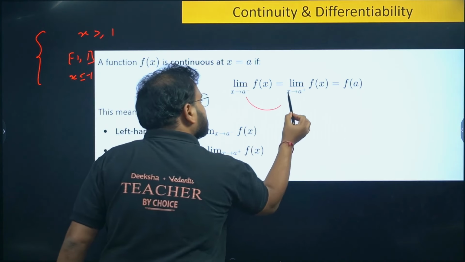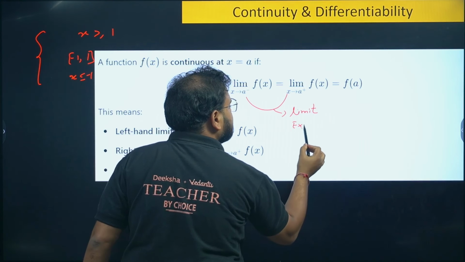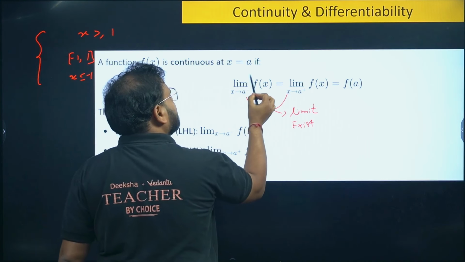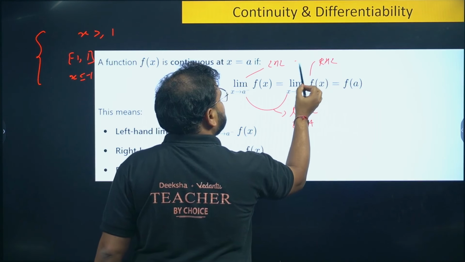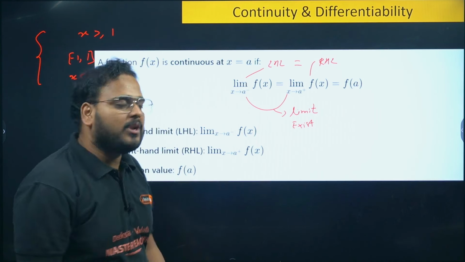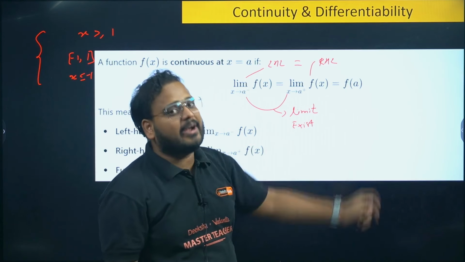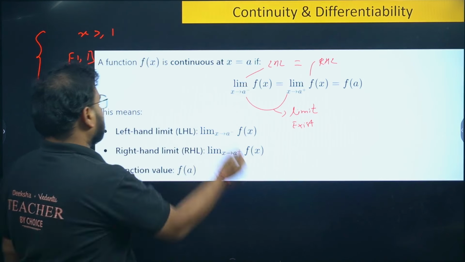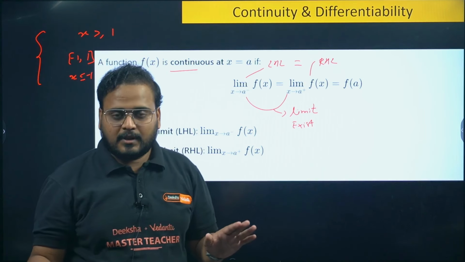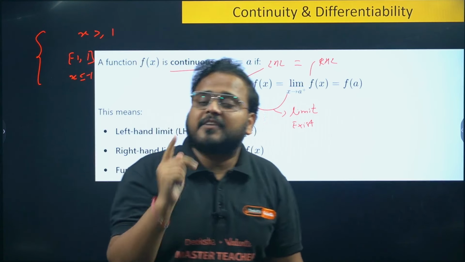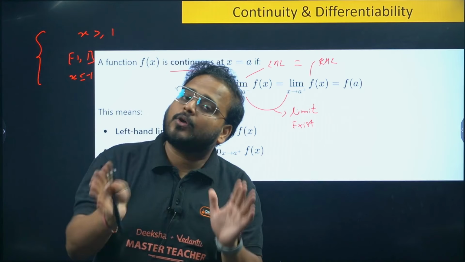These two represent that the limit exists. Whenever you have LHL and RHL, this is called LHL and this is called RHL. Whenever you have these two equal, it means the limit exists. Once the limit exists and it is equal to the function value at the same point, then the function is called continuous. If the limit does not exist, then don't talk about continuity at all. For example, the greatest integer function: the limit does not exist at the integral values, so continuity will not be there at the integral values.